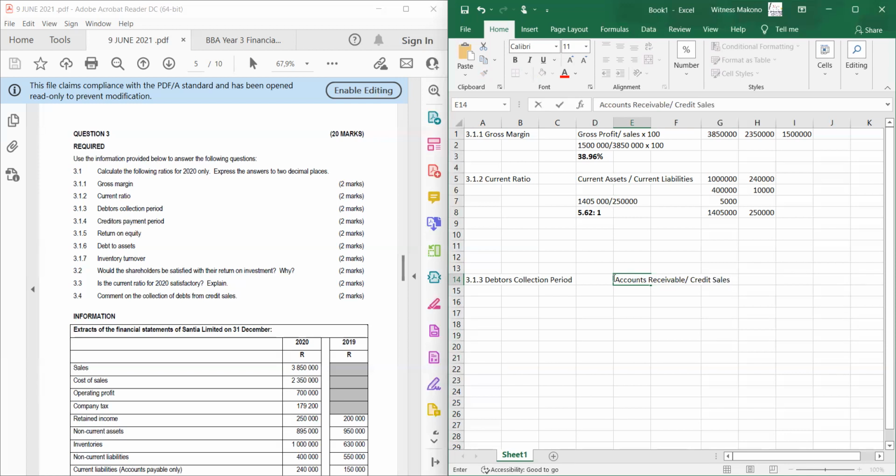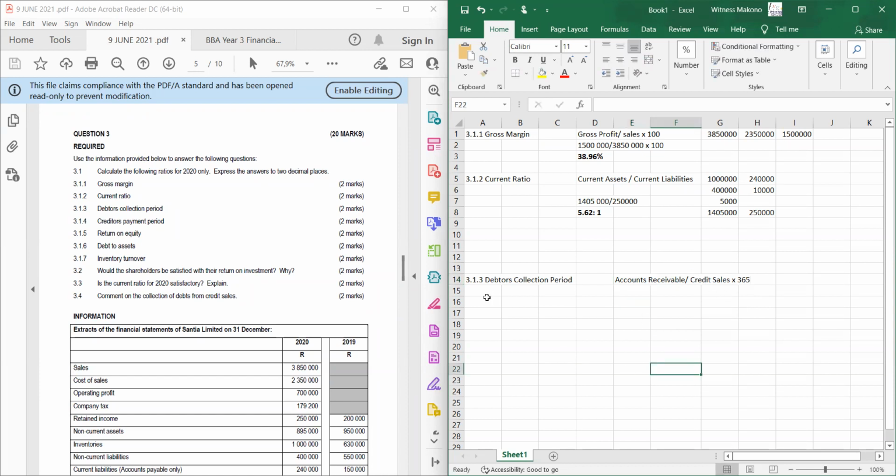I think, Jasper, the way it's written, it's accounts receivable multiplied by 365 divided by credit sales. Yes, it's still fine. It gives you the same answer, because this 365 is multiplying everything. So it multiplies the numerator. So it's accounts receivable times 365 over credit sales.